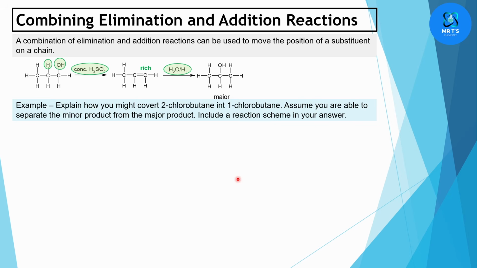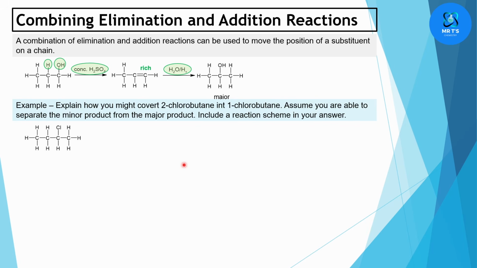So here's an example of the type of question you might have. Explain how you might convert 2-chlorobutane into 1-chlorobutane. Assume you're able to separate the minor product and the major product. Include a reaction scheme in your answer. So, I'm writing a reaction scheme, so let's write down the reagent, 2-chlorobutane.